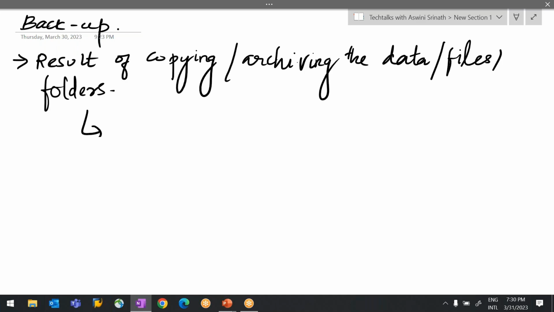Why do you take a backup? At a later stage, you can use this data backup to restore the data in case the original data is lost due to any disruption or any adverse event.